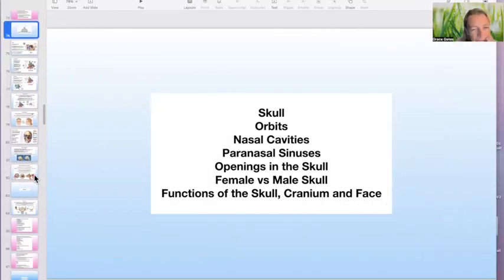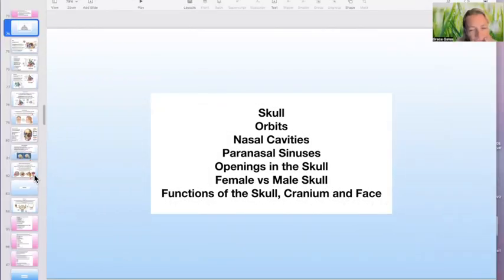So let's talk about some features of the skull. We'll talk about the orbits, the nasal cavities, the paranasal sinuses, openings in the skull, the female versus the male skull, functions of the skull, cranium, and face. It's only 8 slides, no worries.